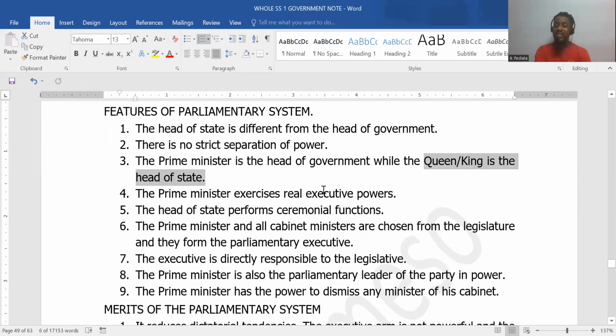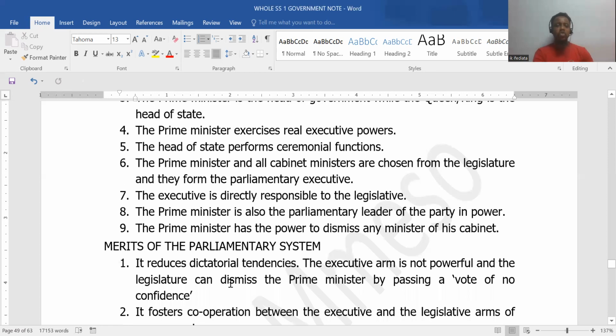Prime minister exercises real executive powers. He is the one that runs the country from day to day. While the head of state, who's either the king or queen, performs ceremonial functions. Now, the prime minister and all his cabinet ministers are chosen from the legislature, and they form the parliamentary executive. So you see, that means the prime minister can only choose his party members from the legislature to become ministers. You will see the difference when we get to the merits and demerits. The executive is directly responsible to the legislature, while in presidential, it's responsible to the people, right? So and so on and so forth.